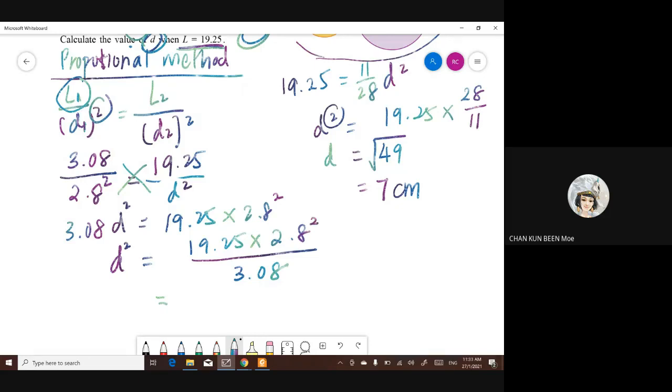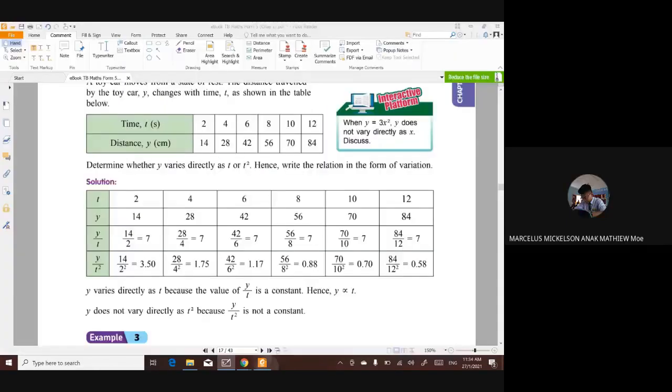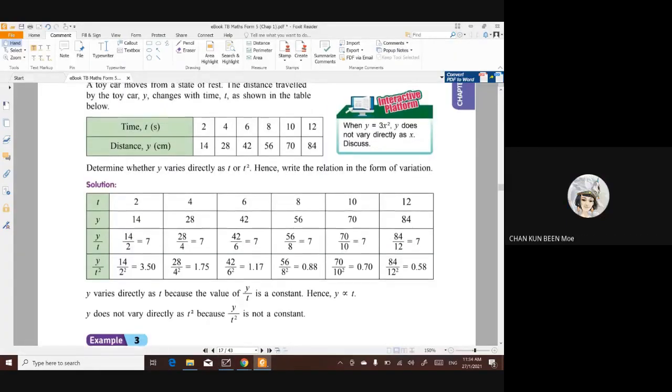Okay, so then you press your calculator. I don't want to find my calculator anymore. So you press and then you will get the same value over here, whereby the D squared is actually 49. So D will become square root of 49 and you get the same answer exactly as 7 centimeter on the right. Are you okay, class? Yes.